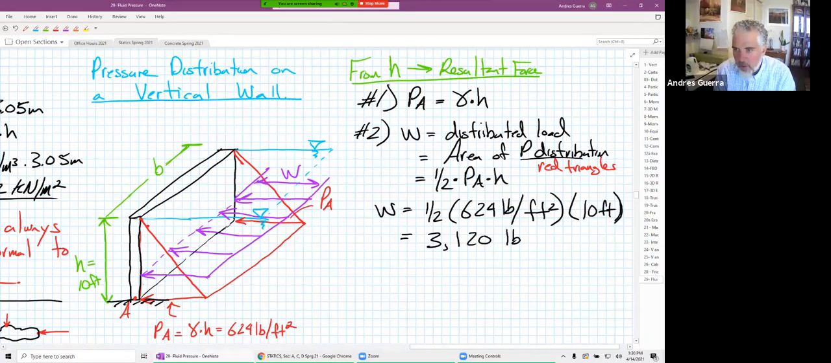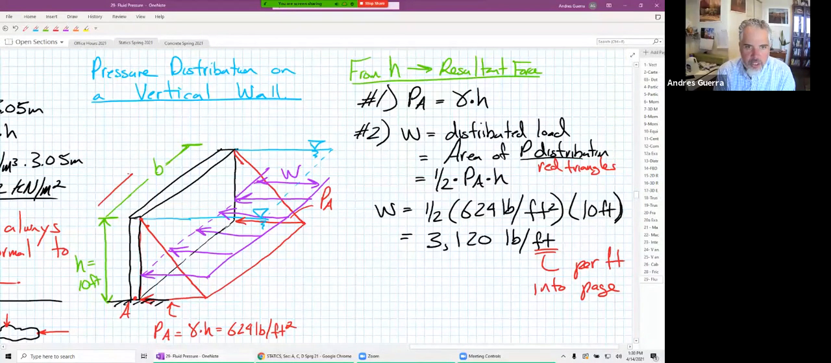Okay, so we're going to end up with 3,120 pounds per foot. That right there is per foot into the page. So B is that into-the-page dimension. So this is into the page right there. So 3,120 pounds per foot.